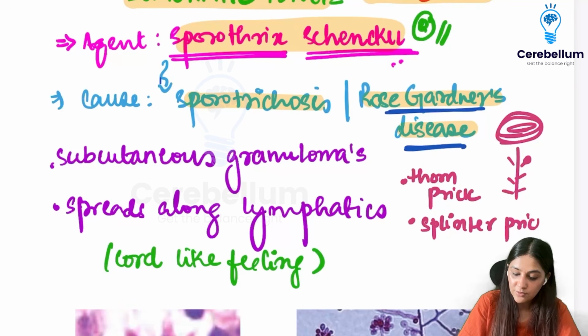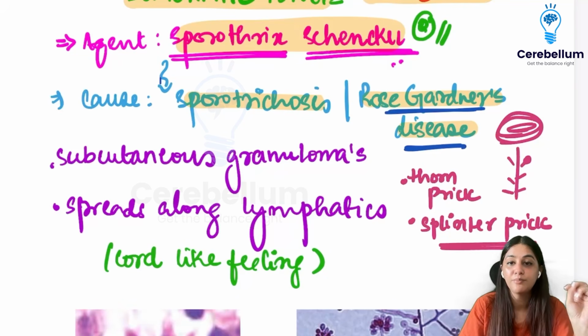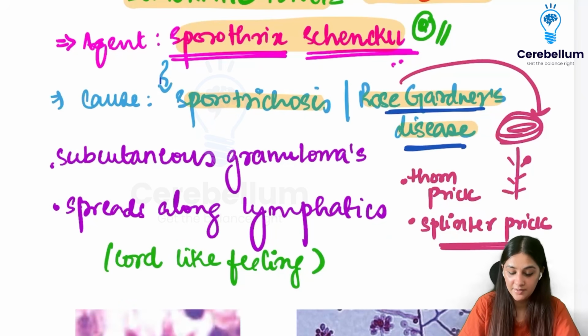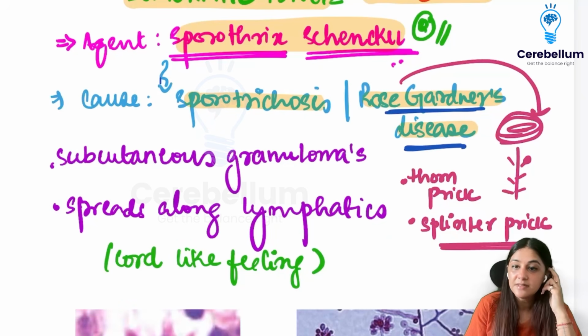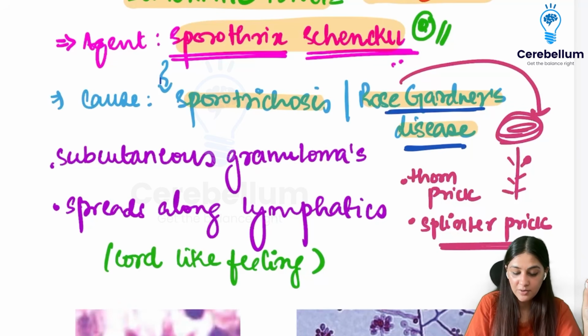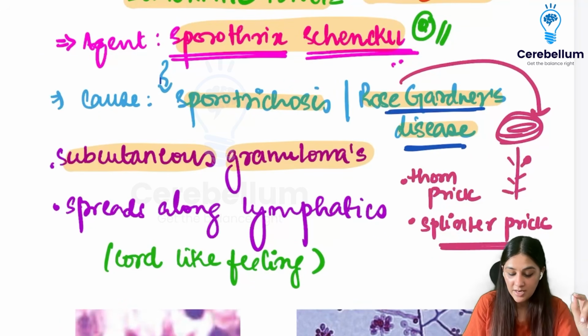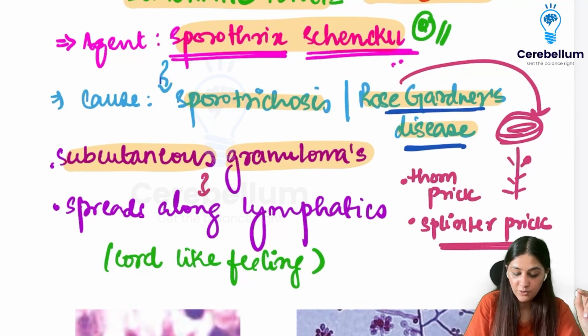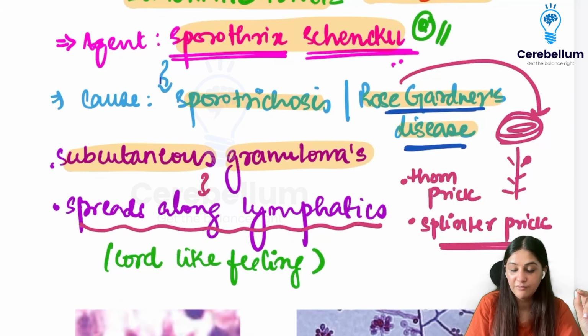So these are all the histories that you will get. You will get a history of thorn prick, or you will get a history of splinter prick, right? So this is the history. Just remember, sporotrichosis, everything is about a flower. So rose is a flower, everything is about a flower. Now, in this, what happens is that the person once gets infected or injected by this fungus, what is going to happen? Subcutaneous granulomas are going to be formed. Subcutaneous granulomas are going to be formed that are going to spread all across the lymphatics.